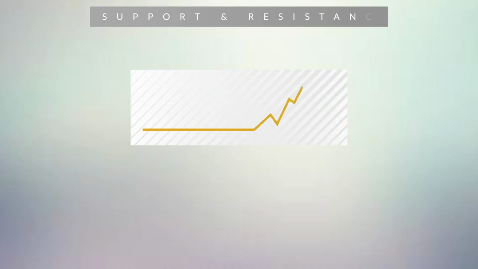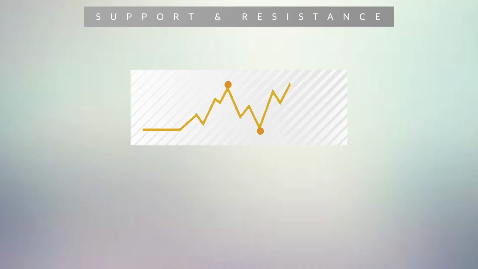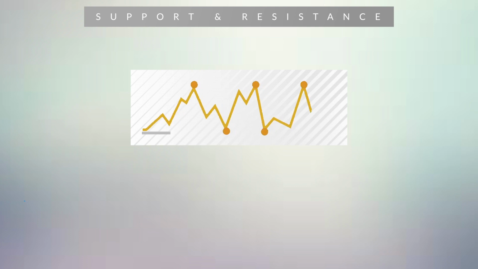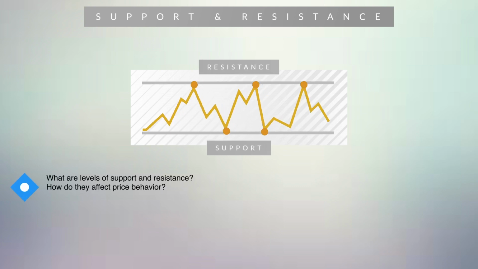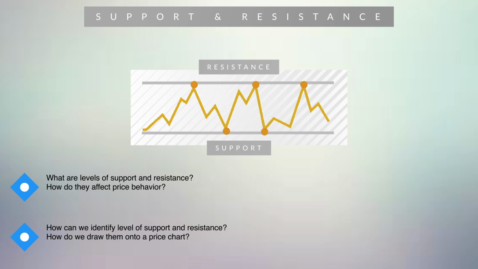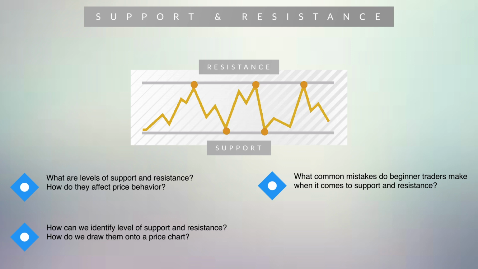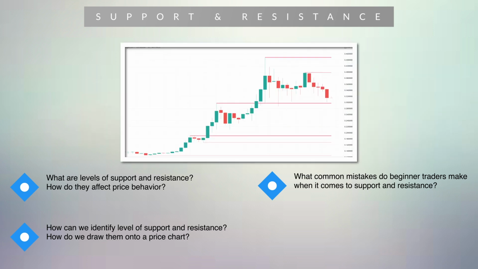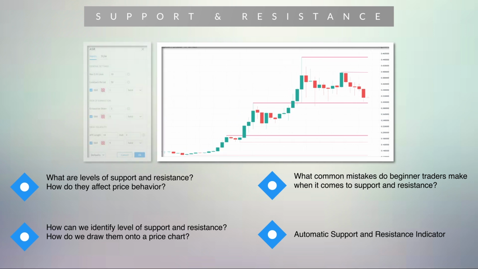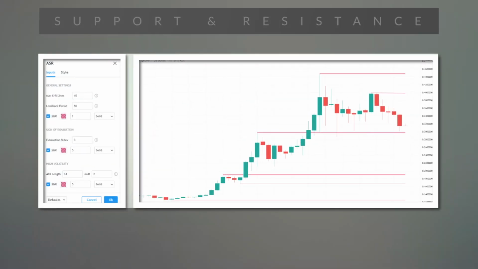Today we are going to dive into the topic of support and resistance. We are going to explore exactly what levels of support and resistance are and how they affect the behavior of price. We'll cover how we can identify levels of support and resistance and how to draw them on a price chart using real data. We'll discuss some of the common mistakes beginner traders make when it comes to support and resistance. And finally, we're going to share with you the automatic support and resistance indicator that we have designed to instantly plot the most relevant levels of support and resistance on your chart.